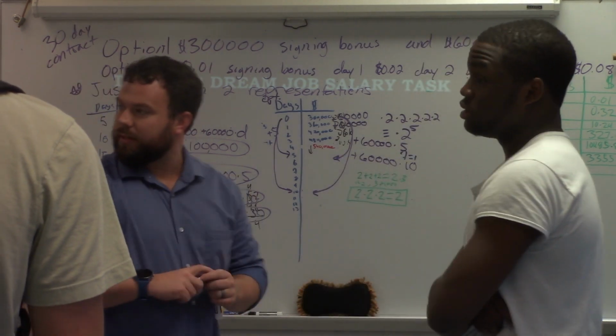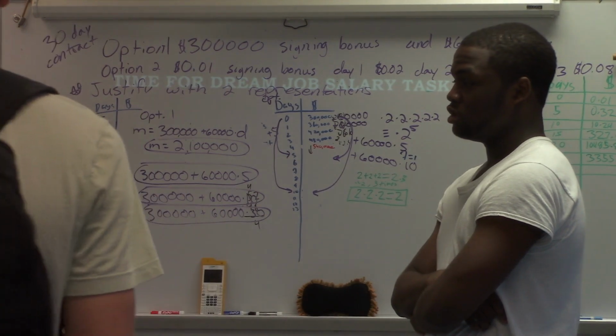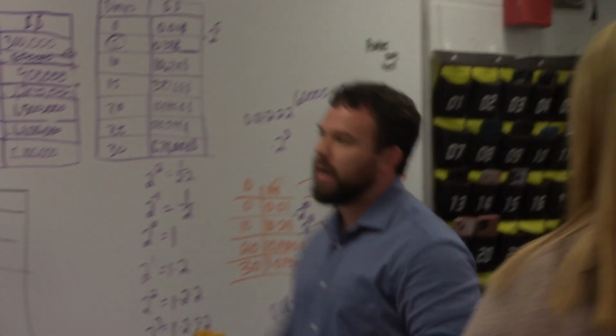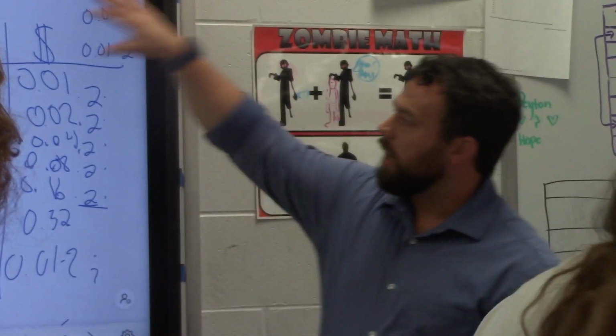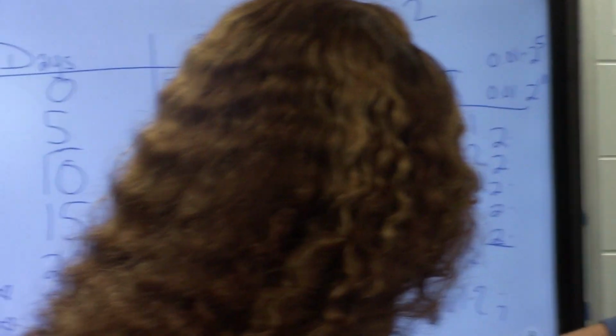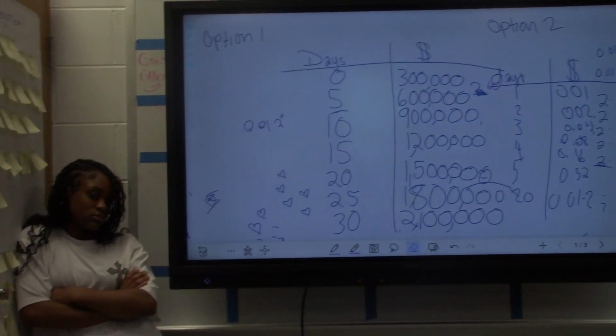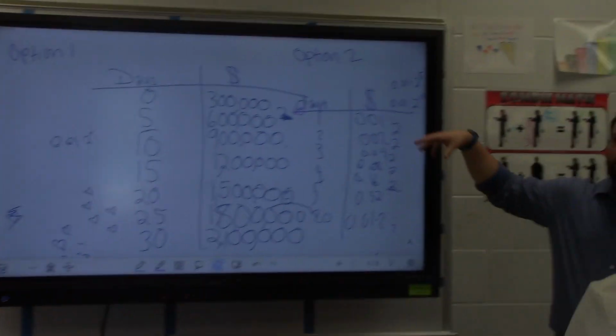Let's see. So, let's look over here. Right here. Eyes and ears. Option two here, right? We got a table going. We're going by one day. And every day in option two, what is happening? What did we see?